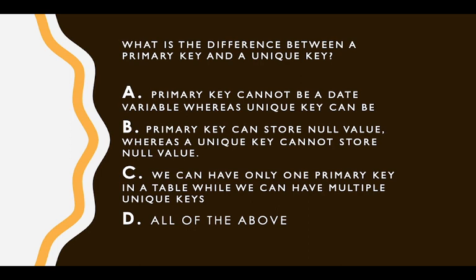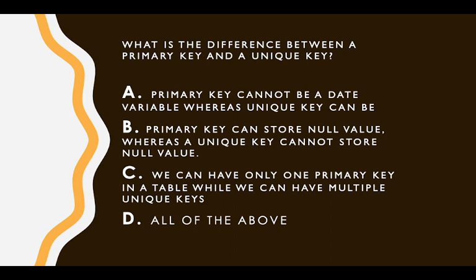And our last option is option number D, all of the above, which obviously we'll reject because option B is incorrect, option A is incorrect, and option D is also incorrect. So we are left with option number C, which says that we can have only one primary key in a table while we can have multiple unique keys. All right. So this is the difference between primary key and unique key.